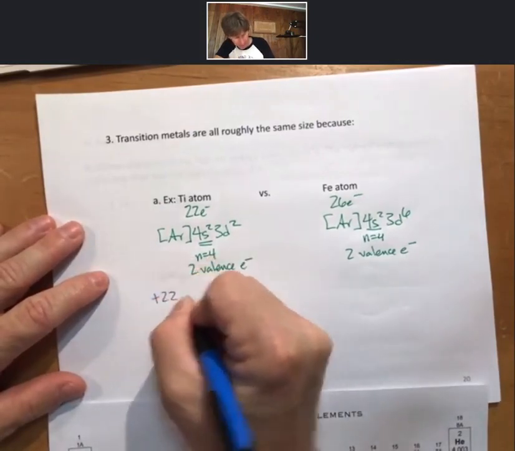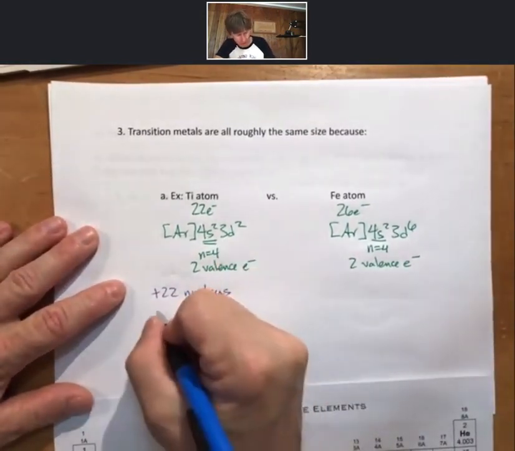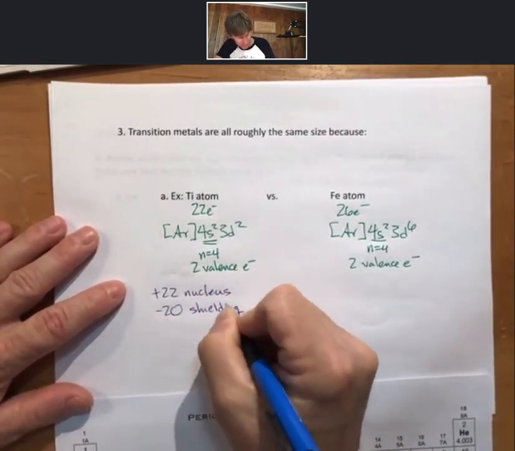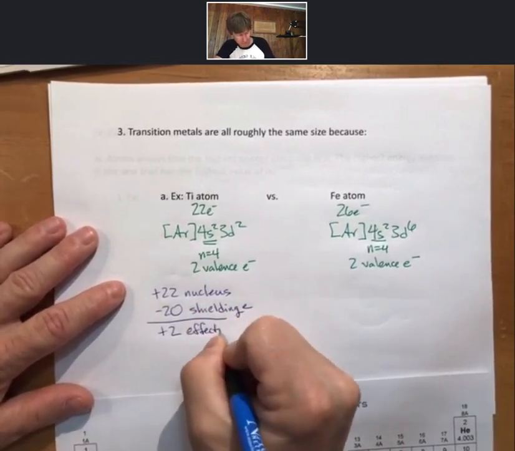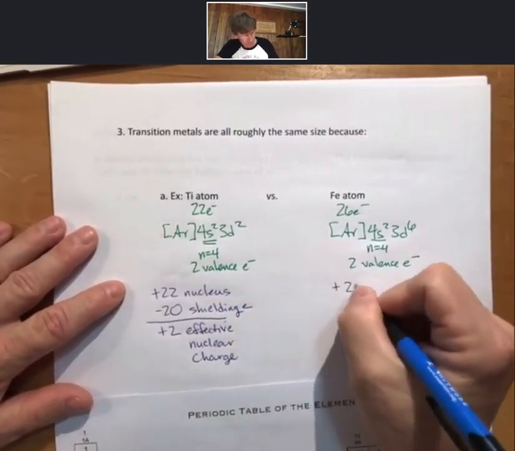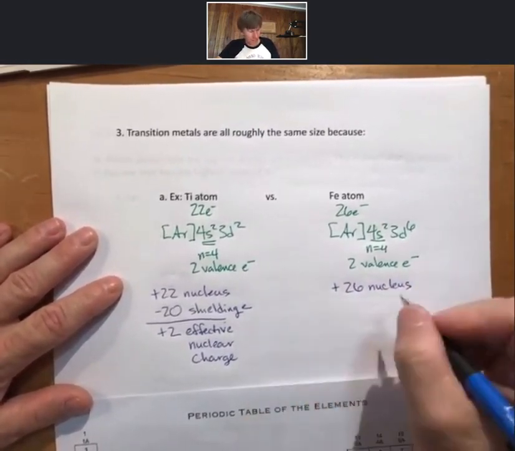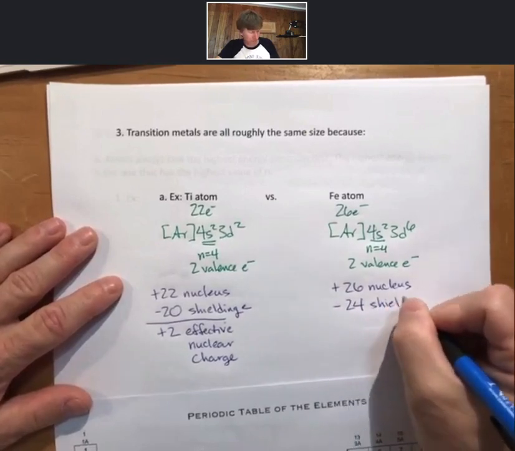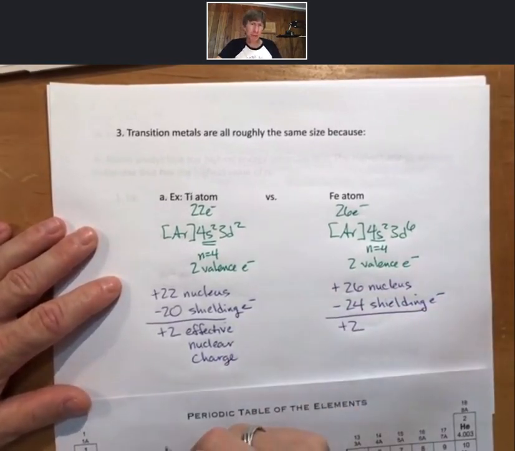So for titanium, +22 nucleus. There are -20 shielding electrons. +2 effective nuclear charge. For iron, +26 nucleus, now including the 3d6, -24 shielding electrons. The same +2 effective nuclear charge.